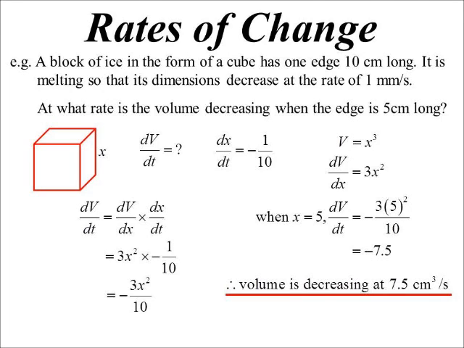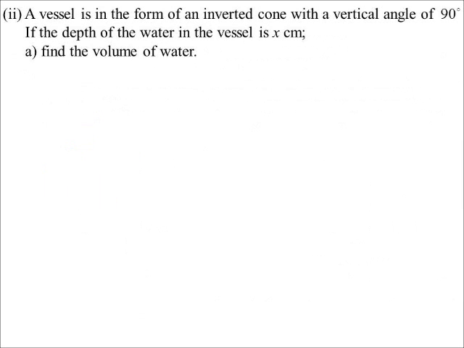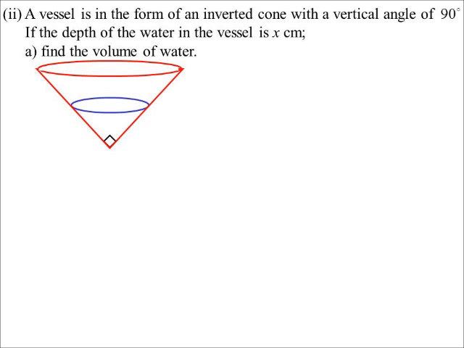Let's look at another one. A vessel in the form of an inverted cone with a vertical angle of 90 degrees. The depth of the water in the vessel is x centimetres. First thing they want us to do is find the volume of the water. So there's my inverted cone. They told me the angle at the base was 90 degrees, and I've just put a little blue line there to say, there's the water line. So the depth of the water is x.